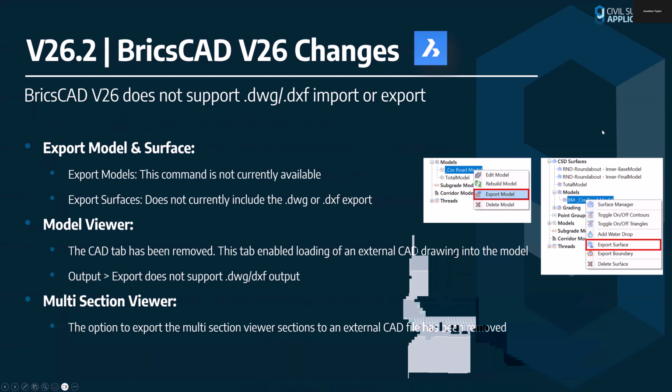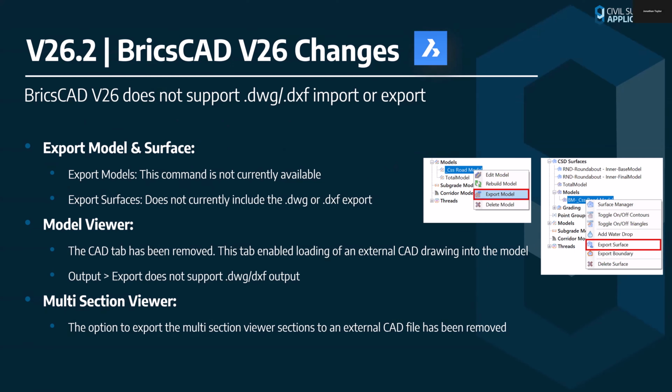Just a notable mention for BricsCAD users, because this is very important. Unfortunately, BricsCAD doesn't support the .dwg and .dxf import and export that we have within Civil Site Design. Which unfortunately means that there are a number of different features and tools which are currently not available. I'm not going to talk to the detail of this. If you want to watch the recording back, just to double check what is available to you as a BricsCAD 26 user, you can also get this information on the release notes, which is what I mentioned on the previous slide.